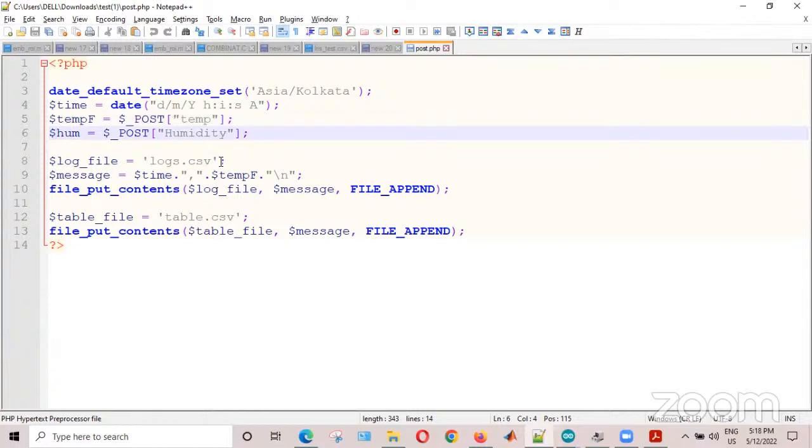And we are creating two log files. One is for historical data. I am going to write all the temperature and humidity data along with the date in this log file. Similarly, there is one file called tables. It is the file which is showing the data on the screen. So this is how this system is working.